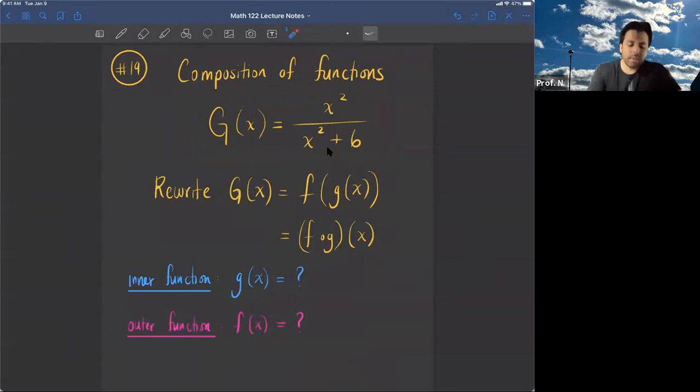Now, if you notice this function, what do we have in common here? We have an x squared and an x squared. So wouldn't it make sense to find a way to notice that this inner function could be considered as x squared?